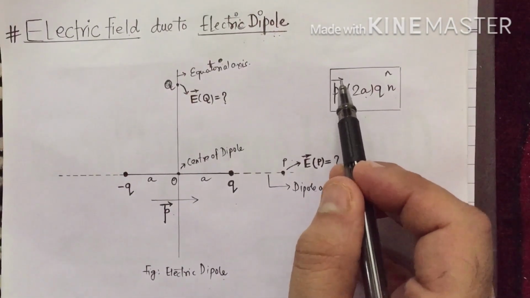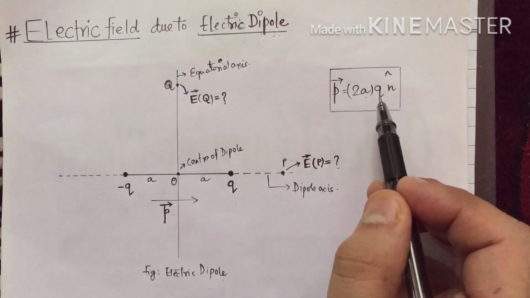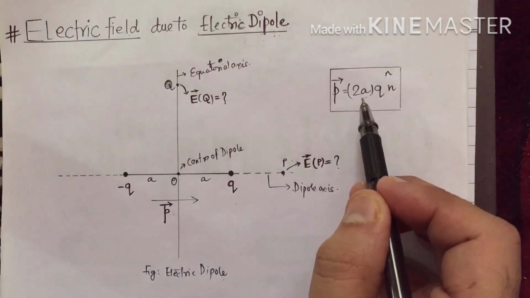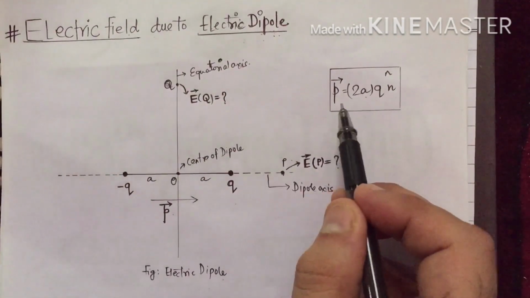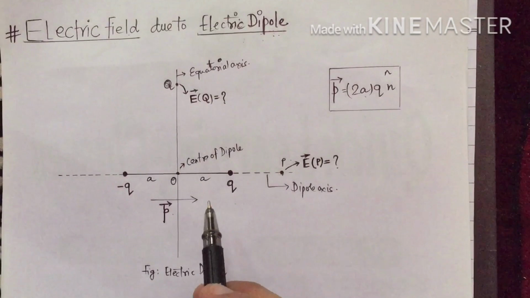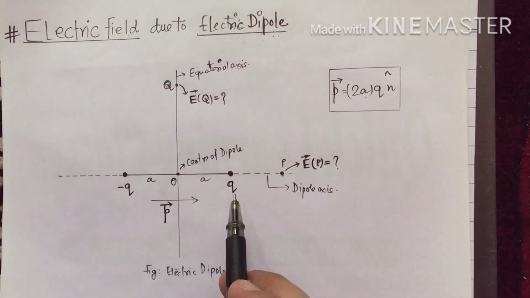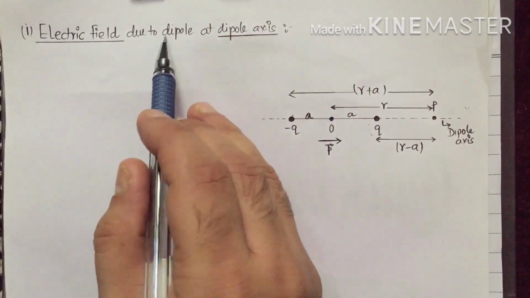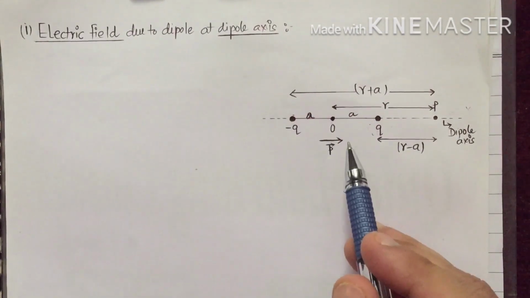We know every dipole is characterized by the dipole moment vector, which is defined over here. Dipole moment vector P vector is equal to q, the magnitude of the charge of the dipole, into the separation of the two charges, 2a, n cap. n cap tells the direction of the dipole moment vector, and it is directed from negative charge to the positive charge. So let's calculate electric field due to dipole at dipole axis.